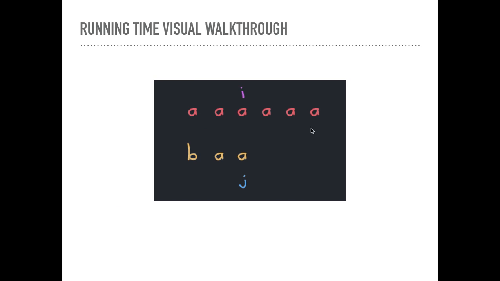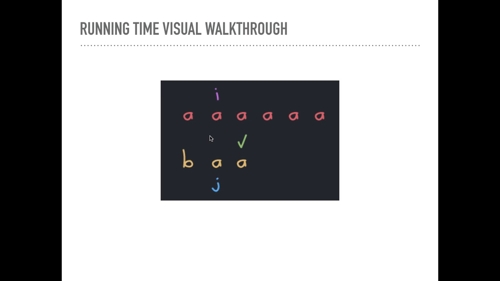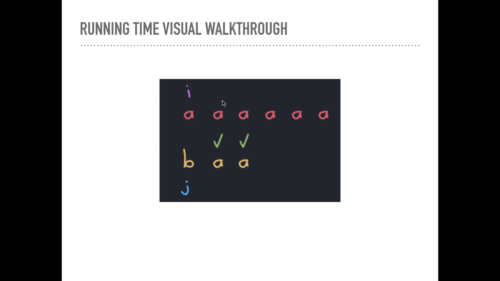So here it is, 6 A's and BAA. Remember, we initialized these to be the length of the pattern minus 1, just like we did. We're starting from here. We have a match. That's good. So we're going to scoot these back. That's what we did in the code. Subtract 1 from i, 1 from j. Another match. Subtract 1 from i, 1 from j. Now we have a mismatch. So what do we do when we have a mismatch?